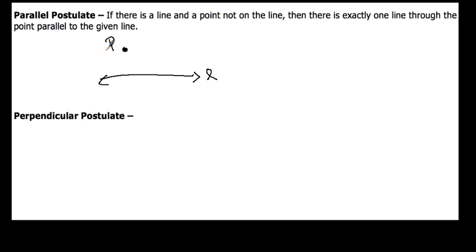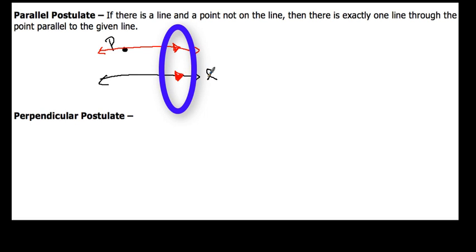So that means if it's parallel, it's got to be a line through that point, but it's never going to touch line L. So sometimes you'll see that denoted by the little triangles that are on a line that's denoted like here. But that's what the parallel postulate says. And that's just kind of a picture for it.